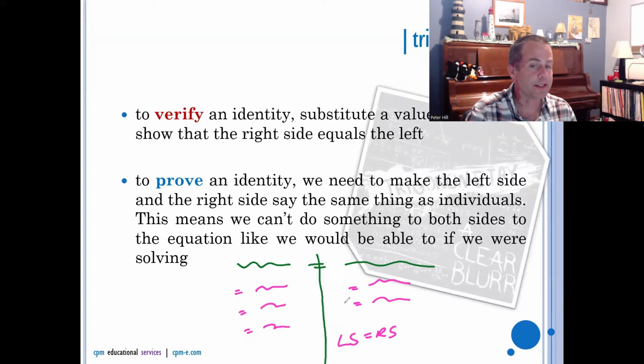So if I went and said, oh, I'm going to bring this term over here, the second I cross that green line that I've drawn there, your proof or your verification is invalid. Okay, so don't do that.